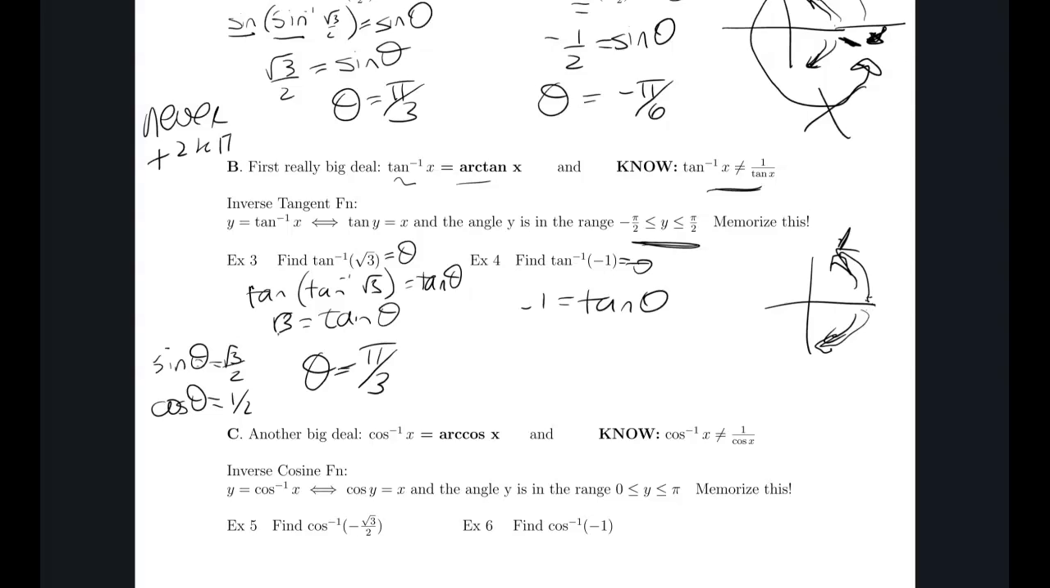No 2k pi. So here, angle theta, so if I take the tangent of both sides, I get this. Now I'm thinking, what angle is it that I get the sine and the cosine are the same numbers, so I get a -1? Well, it's got to be down here, right? It's got to be this -pi/4. So it's just one angle for the answer.